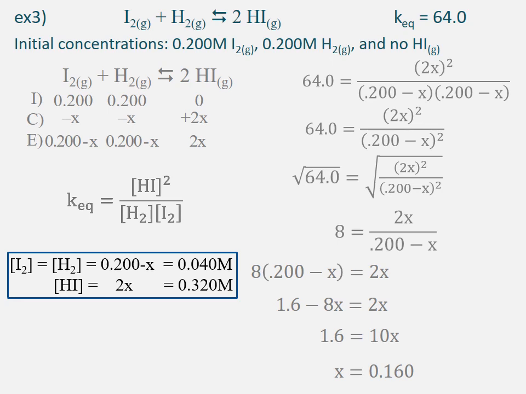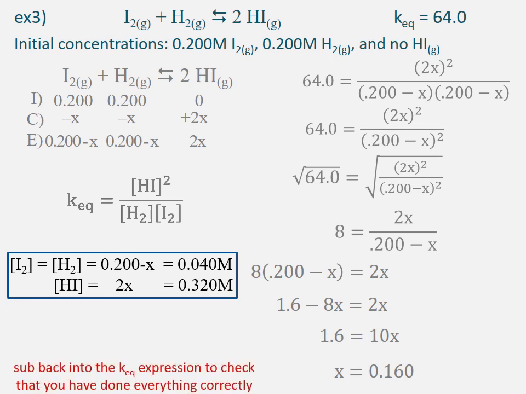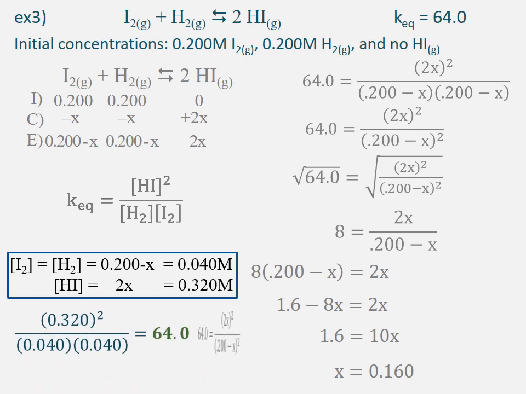Now, if given time on the exam, I would check this by substituting the values I found back into the equation. So HI squared divided by 0.04 divided by 0.04 gives me 64.0. And it looks like I've done everything correctly.